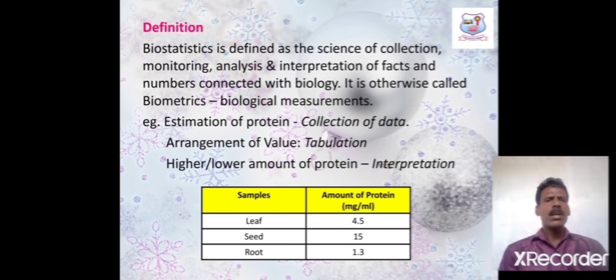For example, in estimation of protein from the sample, we can collect the data of the amount of protein in mg per ml concentration through experimentation studies. So data must be entered into a suitable table of the Excel spreadsheet for arranging systematically before adopting any particular method of statistics for interpretation studies. Here in a table you see the lower and higher amount of the protein that is being subjected to interpretation by statistical method.